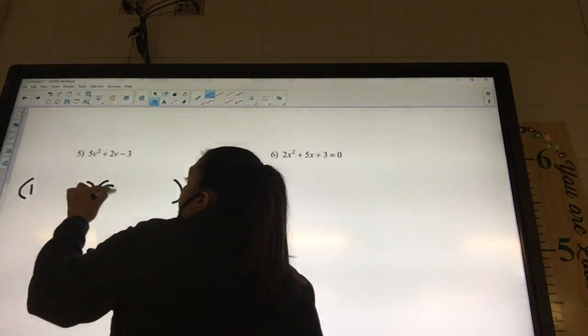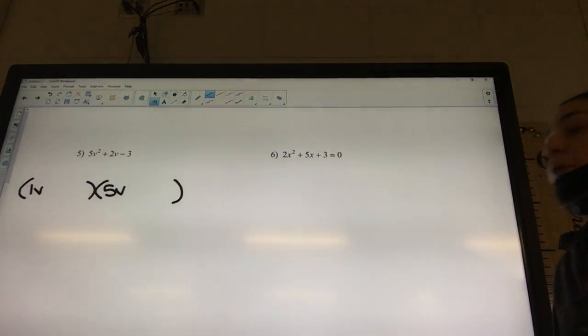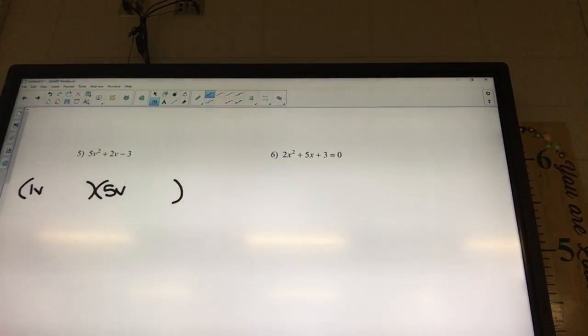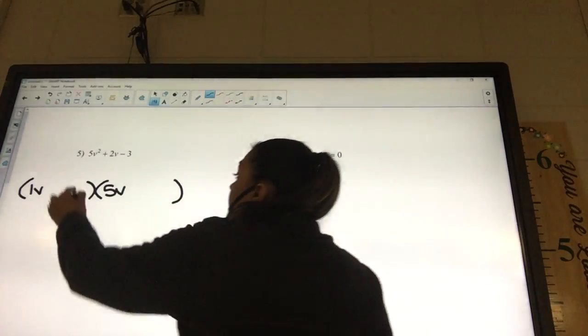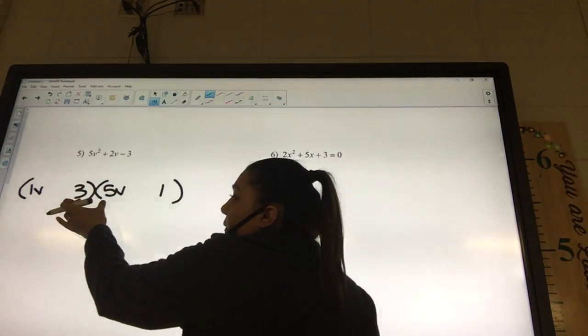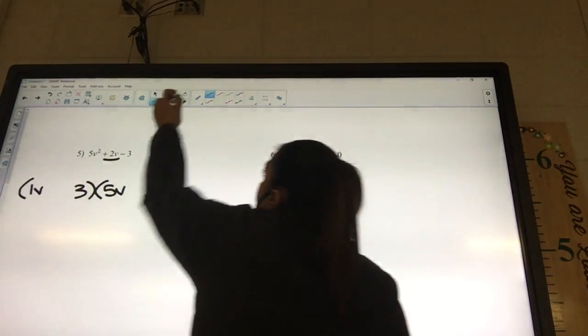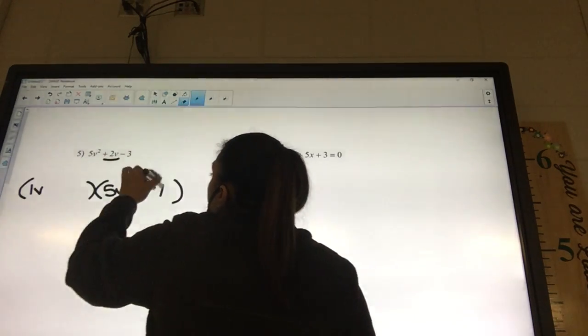Okay, draw your parentheses. We got 1 and 5, V and V. You want to try 1 then 3 or 3 then 1? 3 then 1. What are you going to get for the inner? 15. Is that even close to 21? No, so that's not going to work. So we got to try 1 then 3.